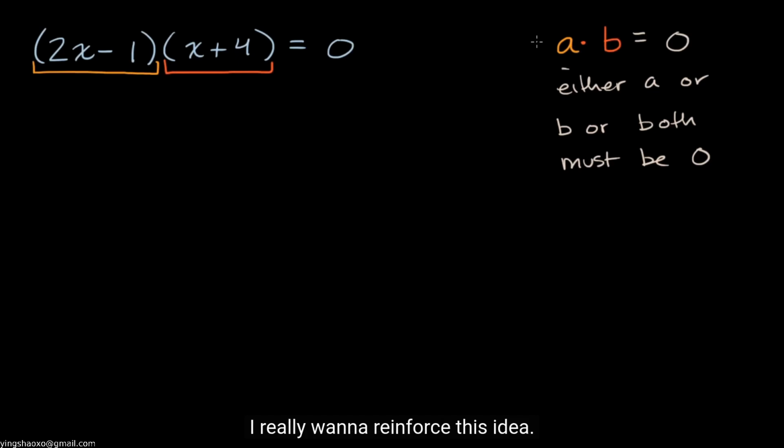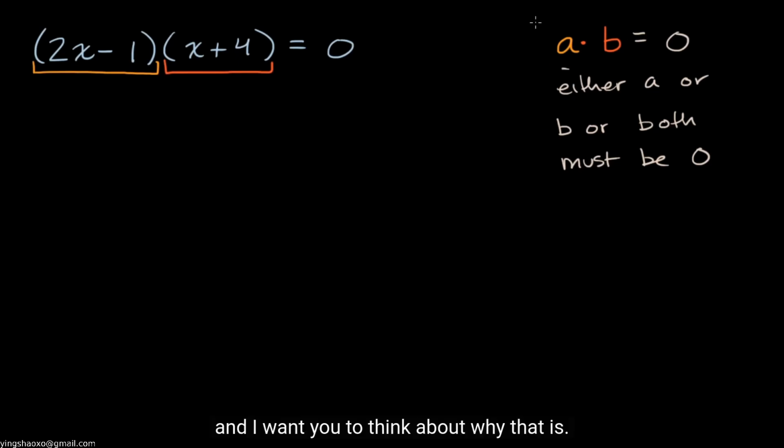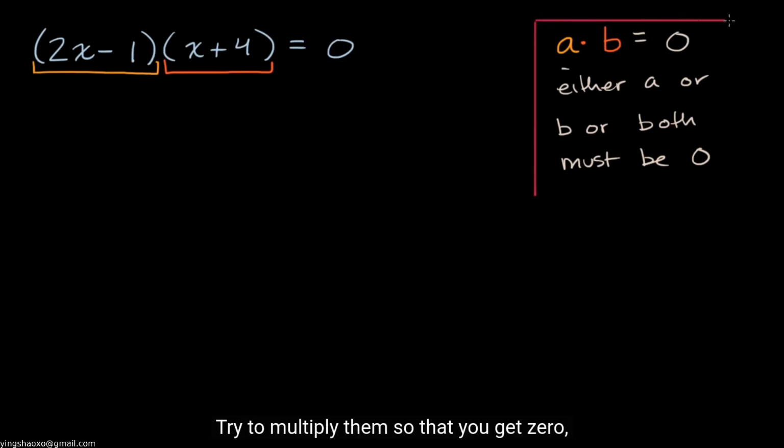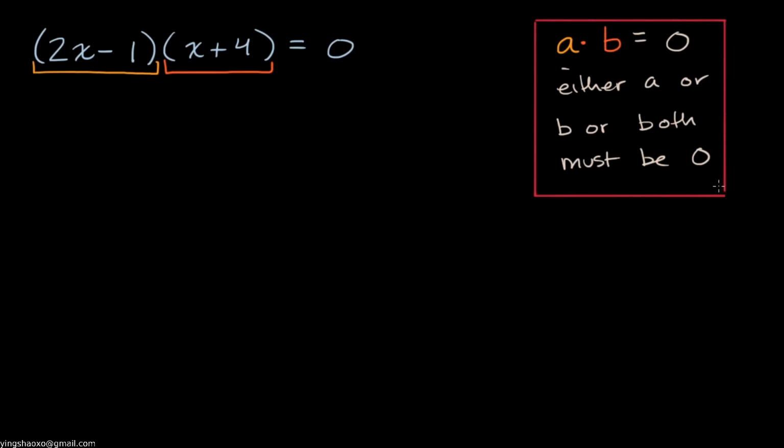I really want to reinforce this idea. I'm going to put a red box around it so that it really gets stuck in your brain. And I want you to think about why that is. Try to come up with two numbers. Try to multiply them so that you get 0, and you're going to see that one of those numbers is going to need to be 0.